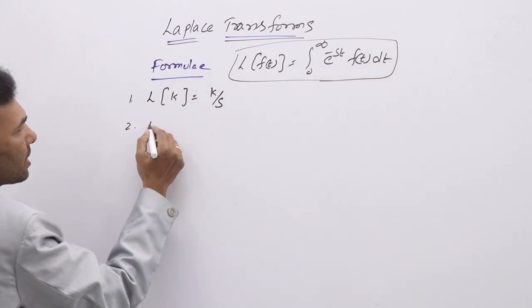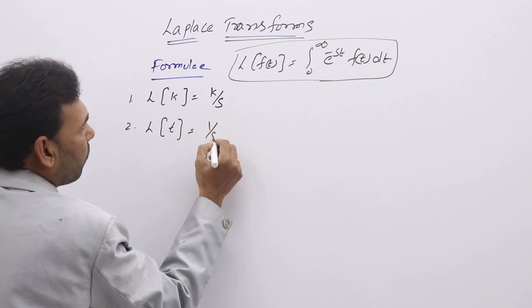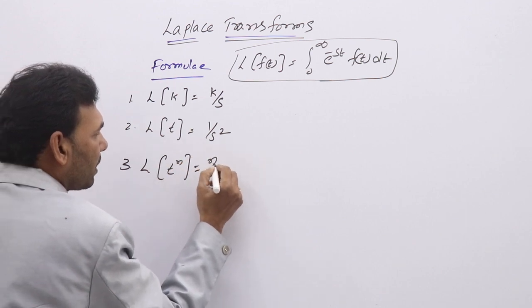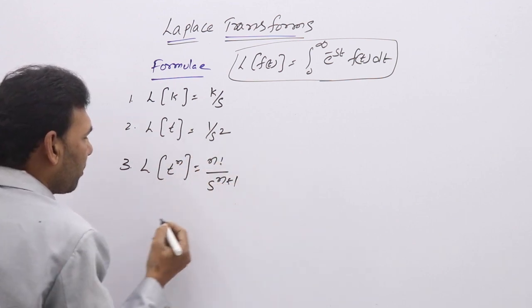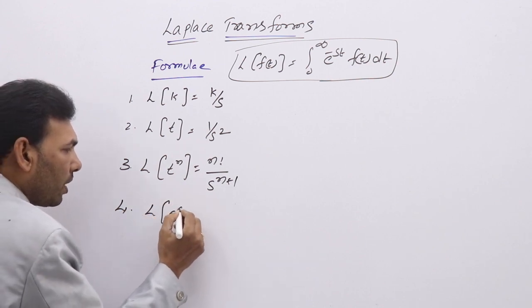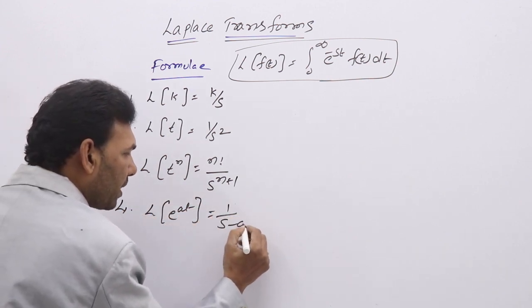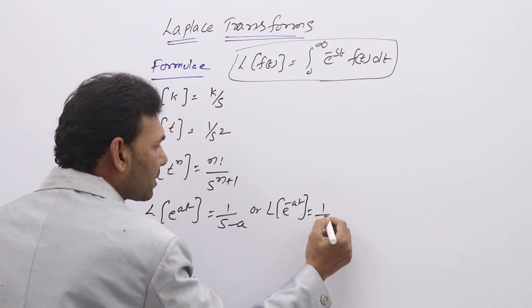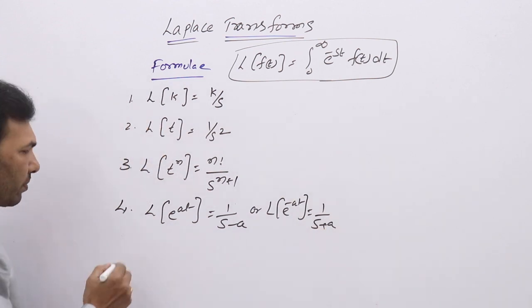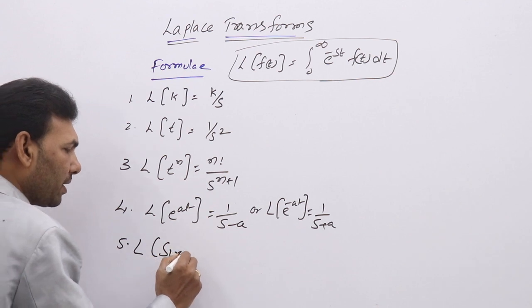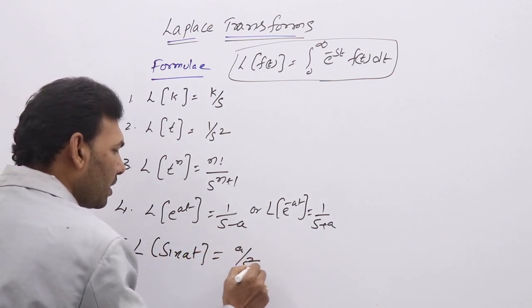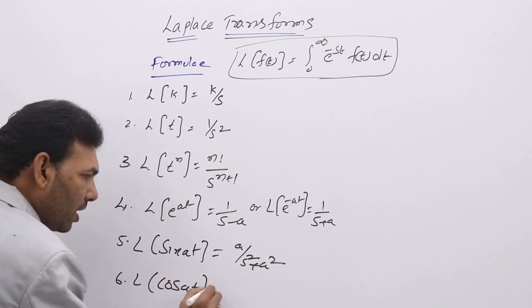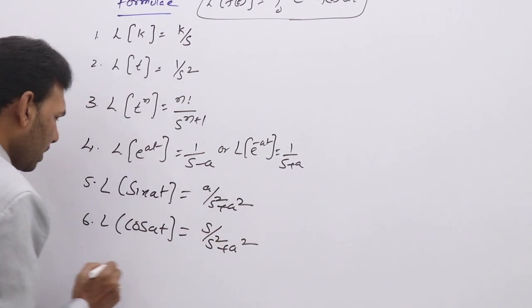L of k is k by s, L of t is 1 by s square, L of t power n is factorial n by s power n plus 1, L of e power at is 1 by s minus a, or L of e power minus at is 1 by s plus a. L of sin at, a trigonometric function, is a by s square plus a square. L of cos at is s by s square plus a square.